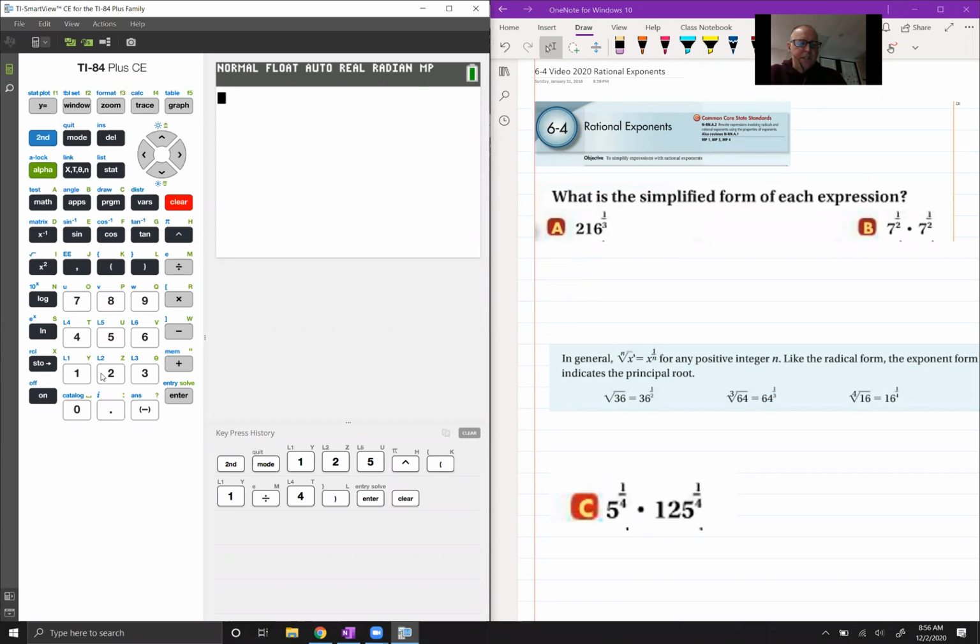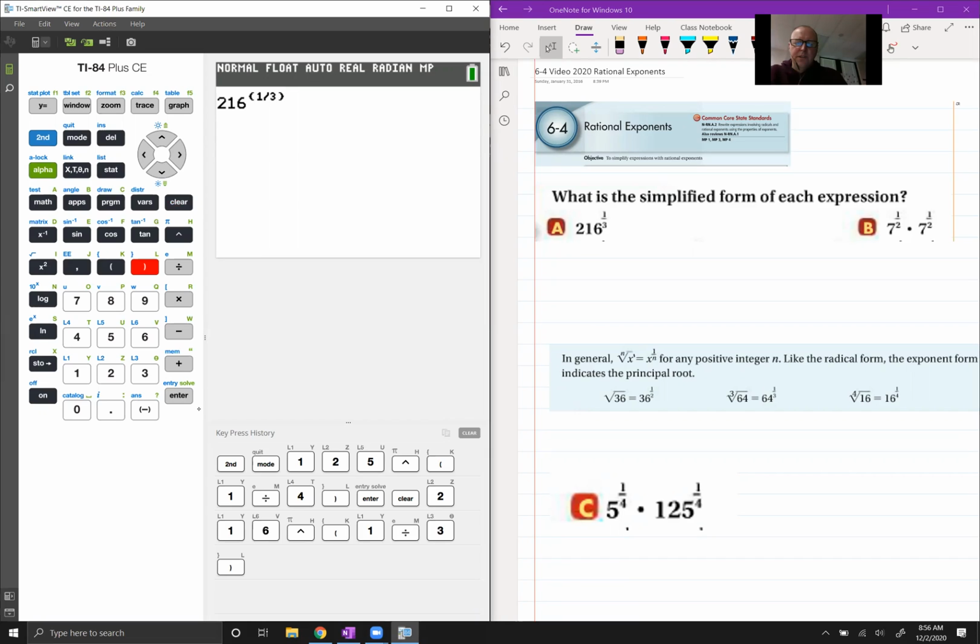So we get 216. All right, that sounds fine. And we're going to take that to the 1/3 power. So how do I do that? I do parentheses after my caret. I do 1 divided by 3 and close it up and say, hey, there's 216 to the 1/3 power.